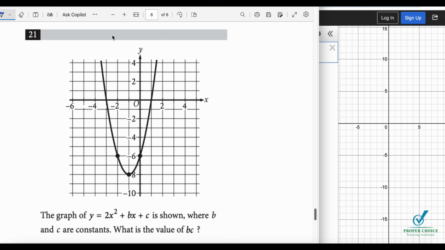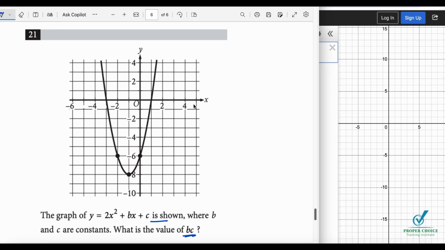Let's do the last question for today's session here. It says that the graph of y equals 2x square plus bx plus c is shown, where b and c are constants. What is the value of bc? bc means b times c.